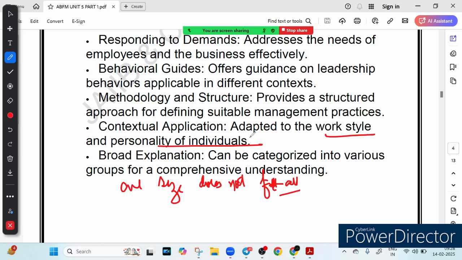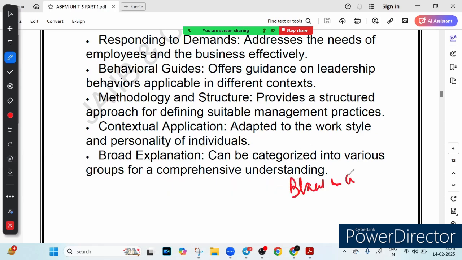And you know, different models for different needs. That is called broad class explanation. So you know that leadership is not black and white. Rather, it is a broad concept. That is why we have different leadership models, each suited for a specific situation, a specific industry and team dynamic.